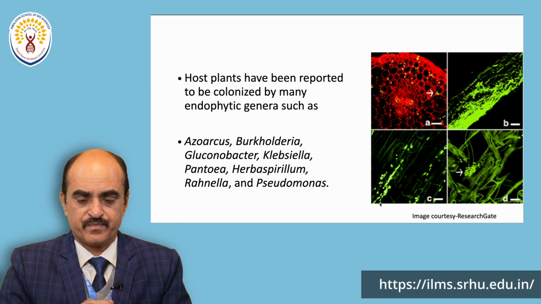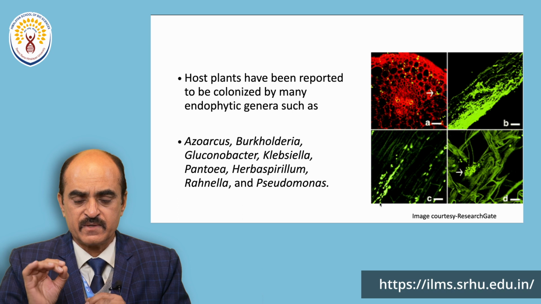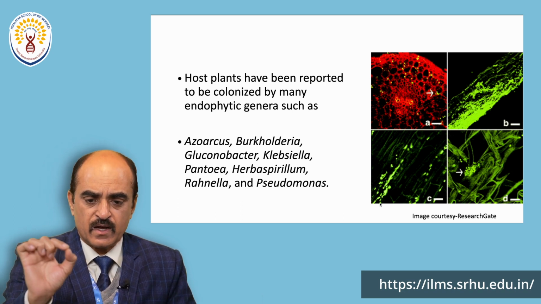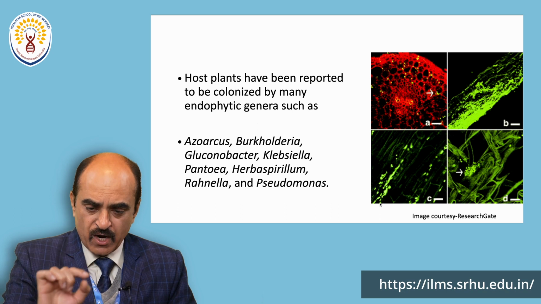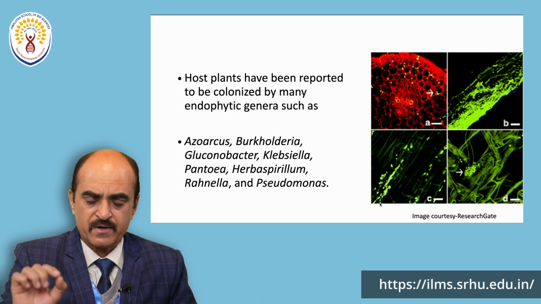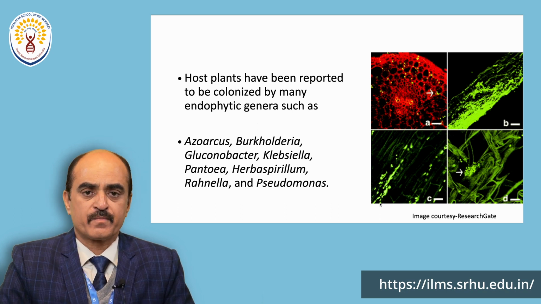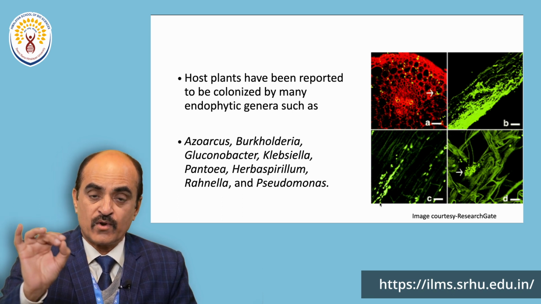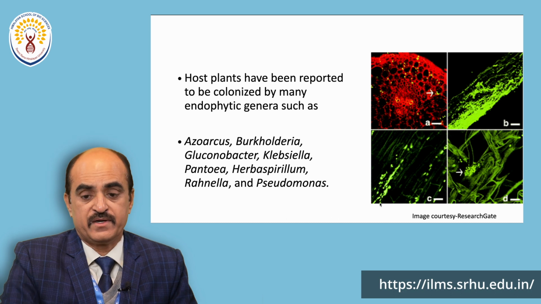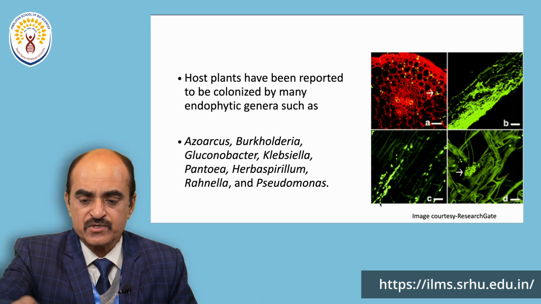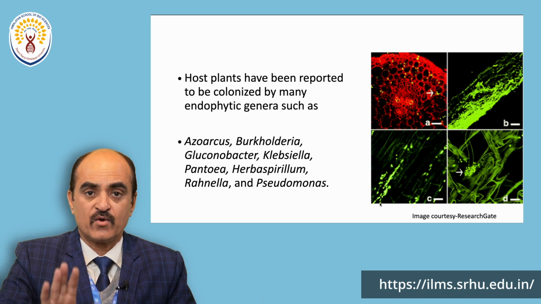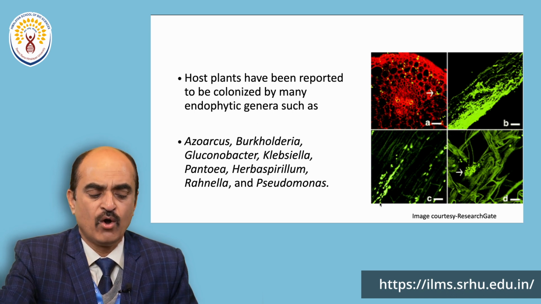This picture shows fluorescent images. In the first one, A, in the red part of the plant, yellow dots are there. So the yellow dots are the fluorescently tagged endophytes. And in the other pictures, the green portion, the dark portion, we can see that these are the endophytes which are present inside the host plant.